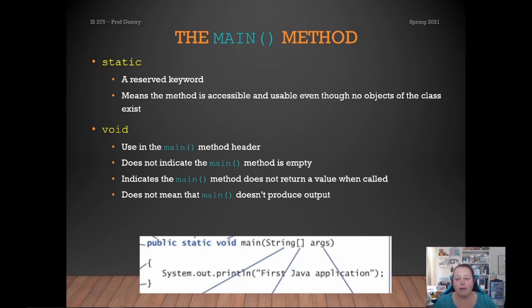Next, we have the word void. Sometimes people think that it means that it's not going to do anything, that the actual method is void, but what it actually means is that the method is not returning anything. Okay, so it's returning void. It's returning nothing. So last, we have the method name, and then in parentheses, we have the arguments. Okay, so let's go ahead and add this main method into our empty class.